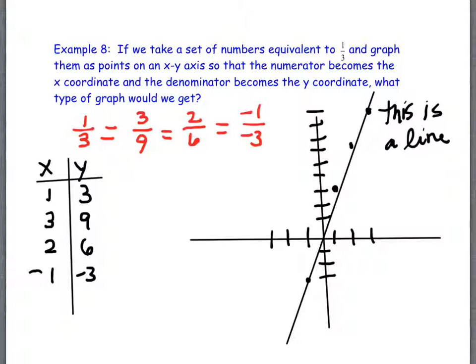You can probably figure out the equation for the line pretty easily. Do you know what it is? Or how would you describe it if you didn't want to write an equation for it? I mean, I can draw. y equals 3x. It is y equals 3x.